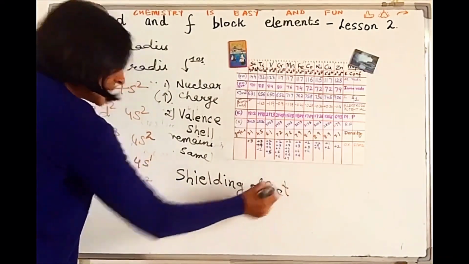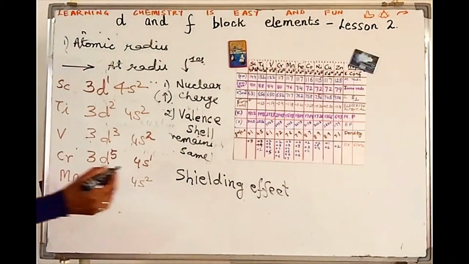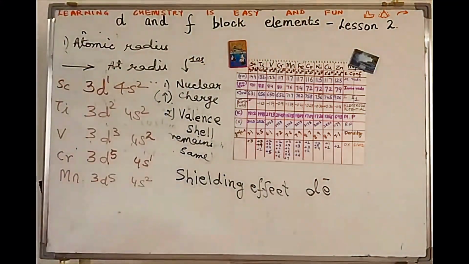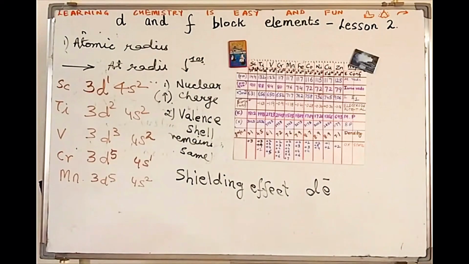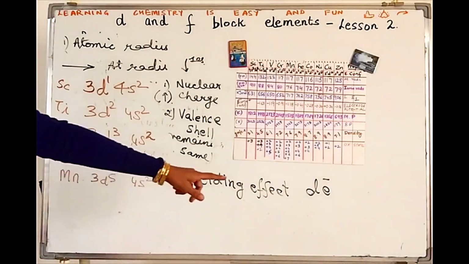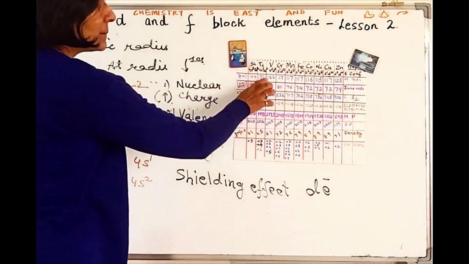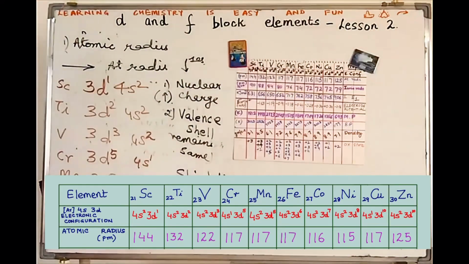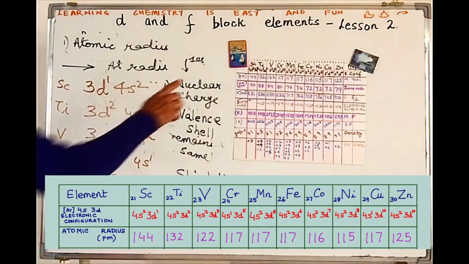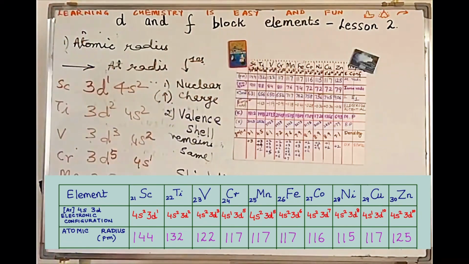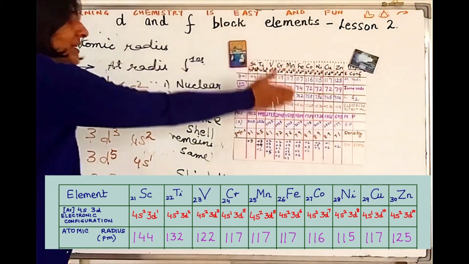The shielding effect is because of the presence of d electrons. Because this shielding effect due to d electrons is not so strong, if you notice, there is not much variation in the atomic radii, but it is decreasing as we go towards the middle of the series. Coming to the center of this.